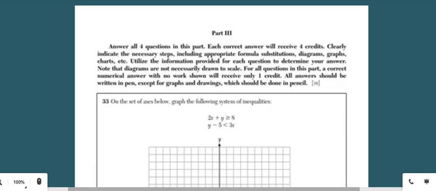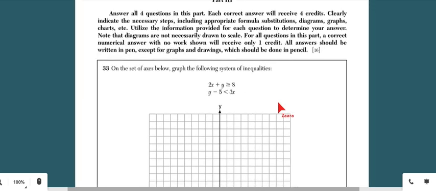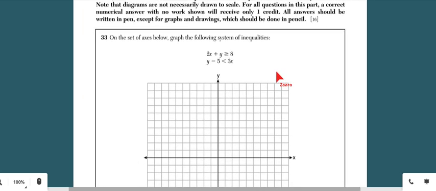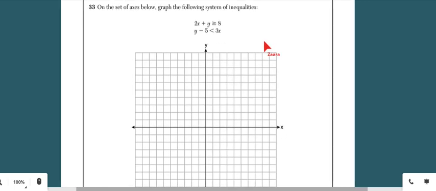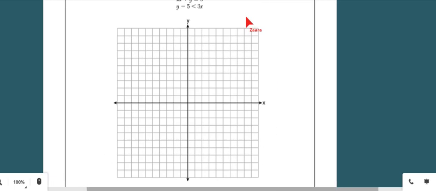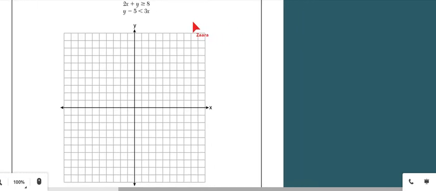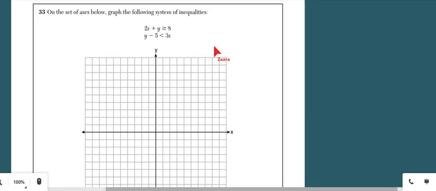Let's scroll down. You have to graph these inequalities. Okay? On the set of graph, you have to graph them. Now again, very easy, not a tricky question. We are doing these questions many times. First of all, let's write it in terms of the simple form.